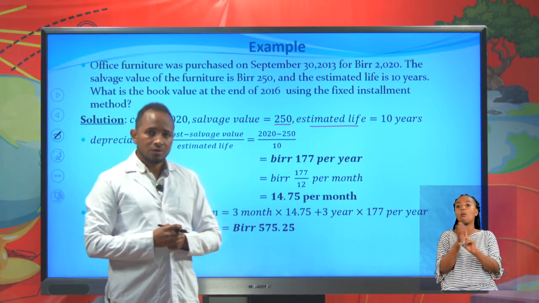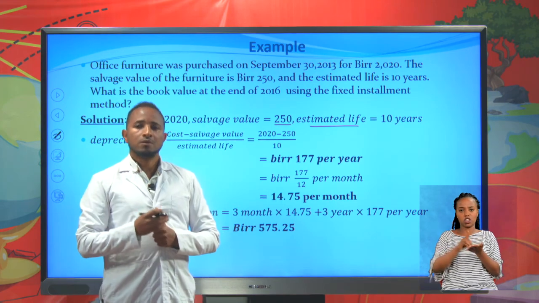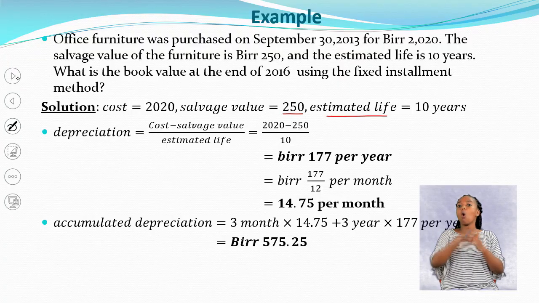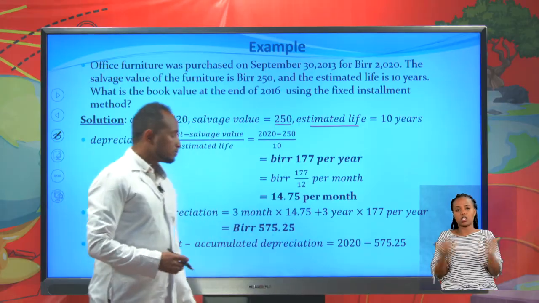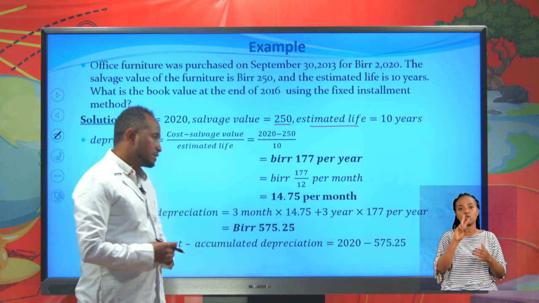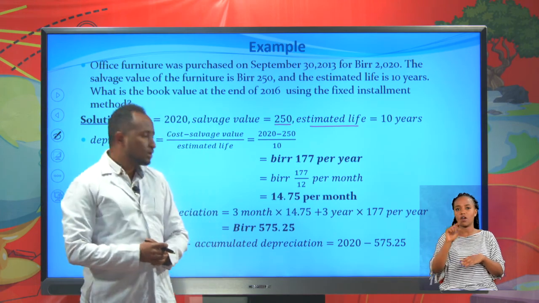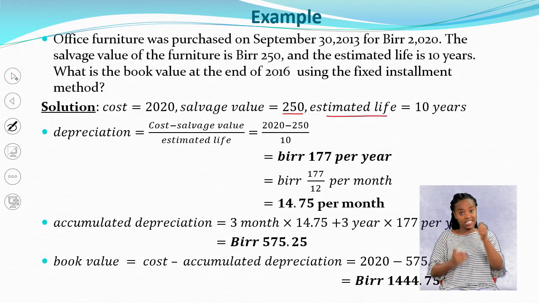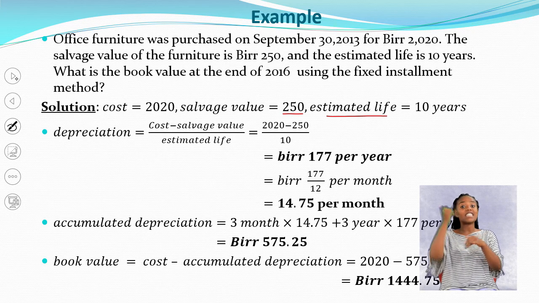Next, we need to find book value. To find book value, you simply subtract the accumulated depreciation from the original cost. Book value is equal to cost minus the accumulated depreciation. So this is equal to the cost of the furniture, 2020, minus the accumulated depreciation on this time interval, 575.25. When you subtract these, you get 1,444.75. This is the book value of this material as of the end of 2016. So let's continue to the next part.